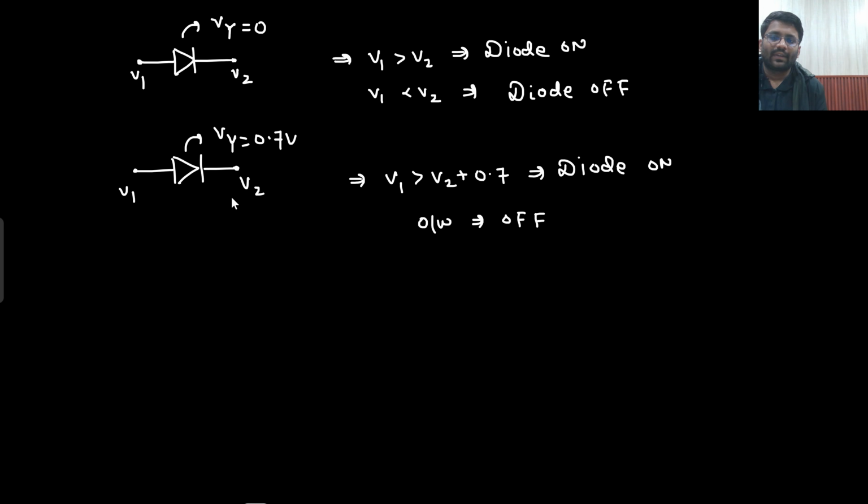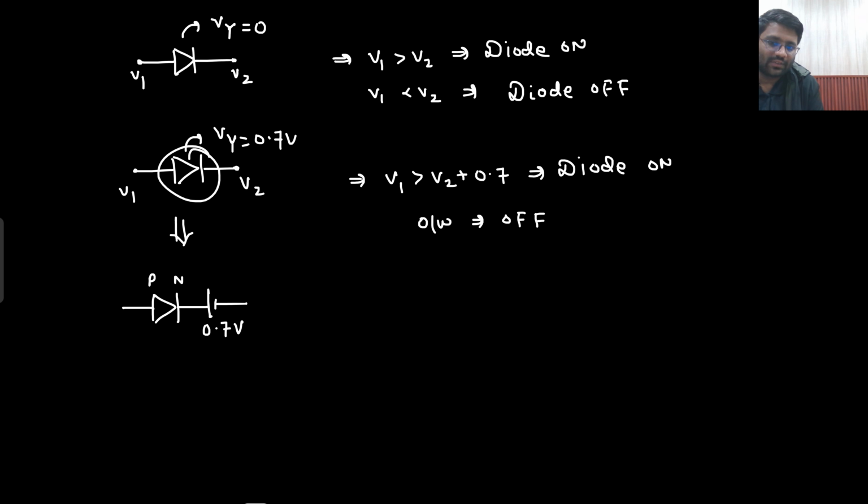Now I am doing something. Whenever cut-in voltage is given, what you should do? Whenever cut-in voltage is given, always take out the cut-in voltage. Always take out the battery equivalent to cut-in voltage out of the diode. What I am saying is that this was the diode I was having. What is the cut-in voltage? 0.7. So this is your P node and this is your N node. This is your positive, this is your negative. So in the same direction, I will make a battery, and this battery will have a potential equivalent to cut-in voltage. So my diode, this diode has been replaced by this particular diode.